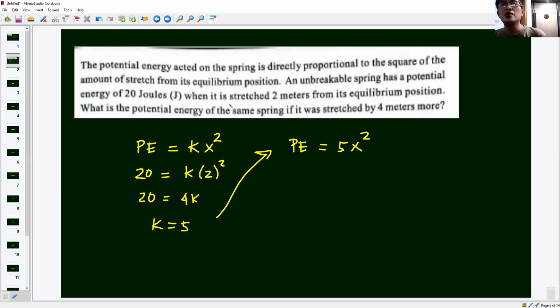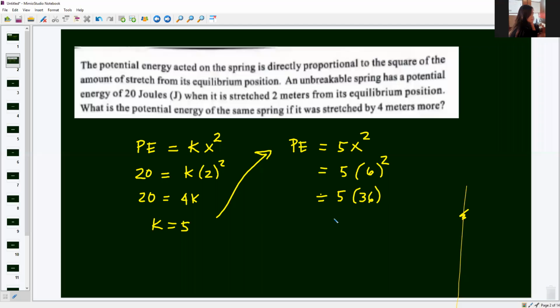Then the question asks, what is the potential energy of the same spring if it was stretched by 4 meters more? Guys, it says 4 meters more. What should I put here? It should be 6, right? Because 2 meters, then 4 meters more. So you have 5 times 36. The answer is, yes, they're right, 180 joules.